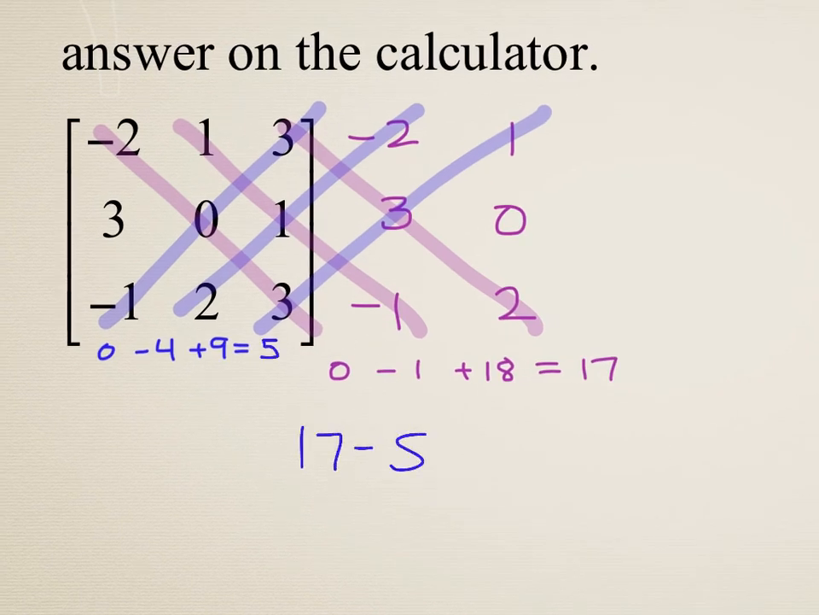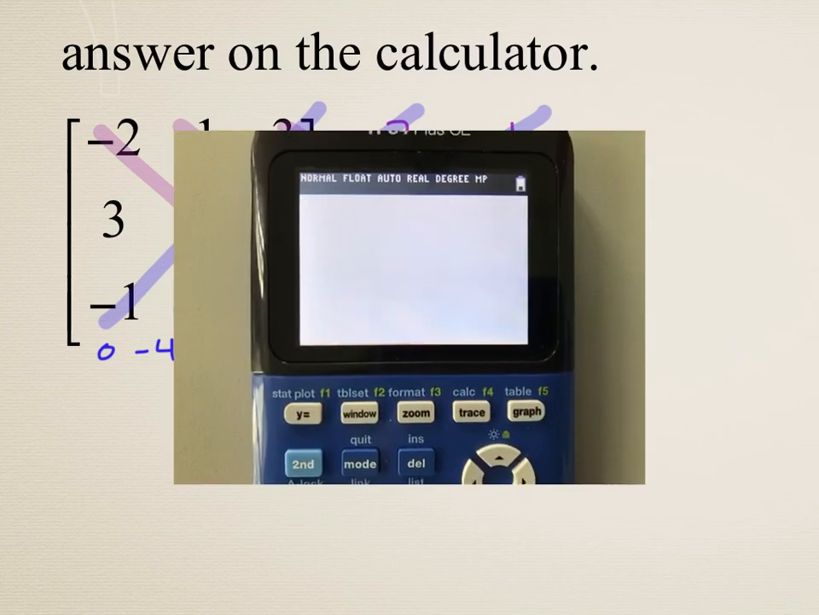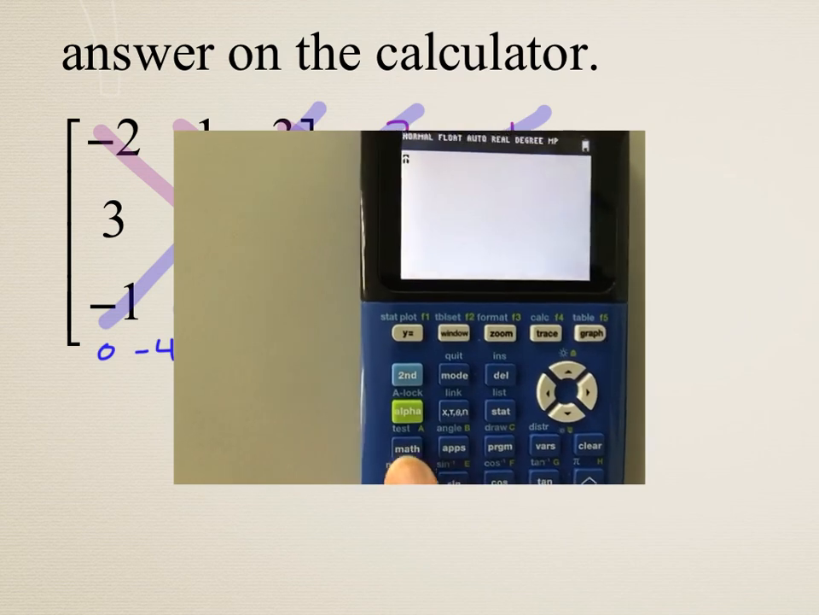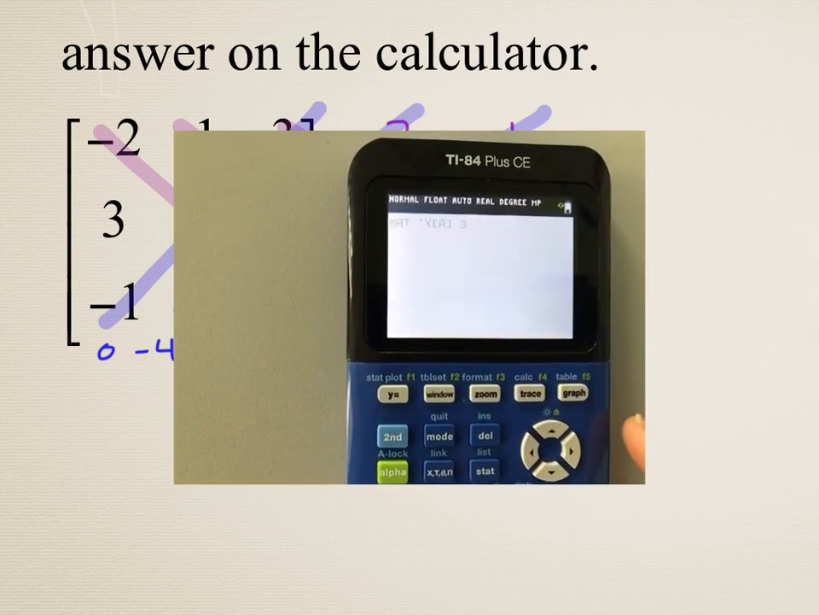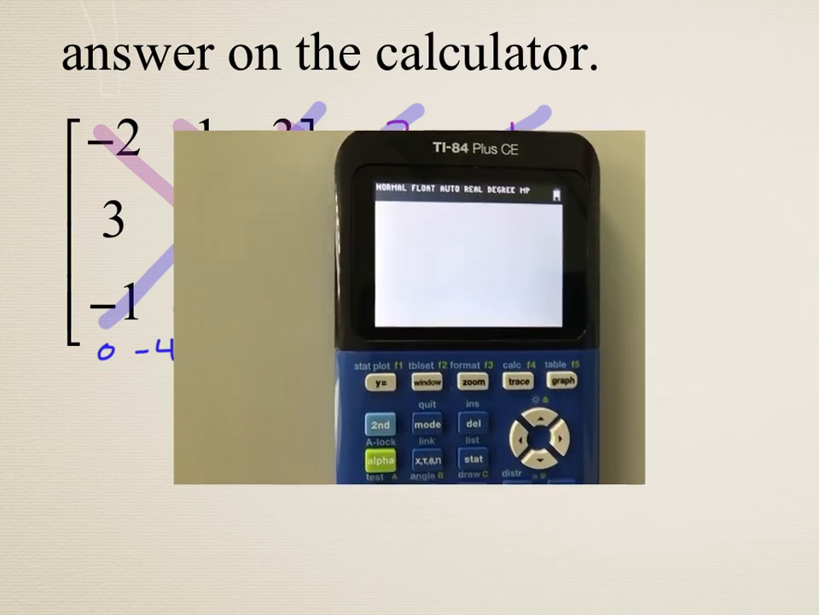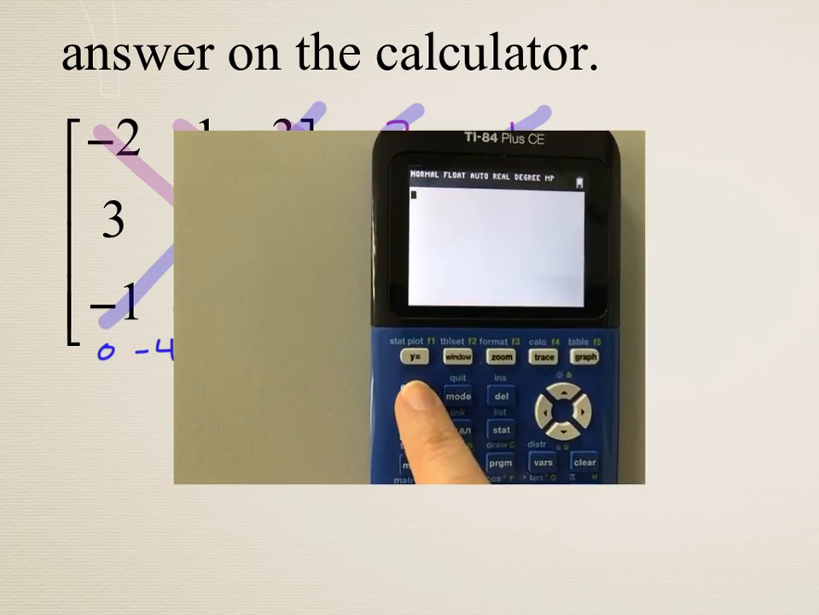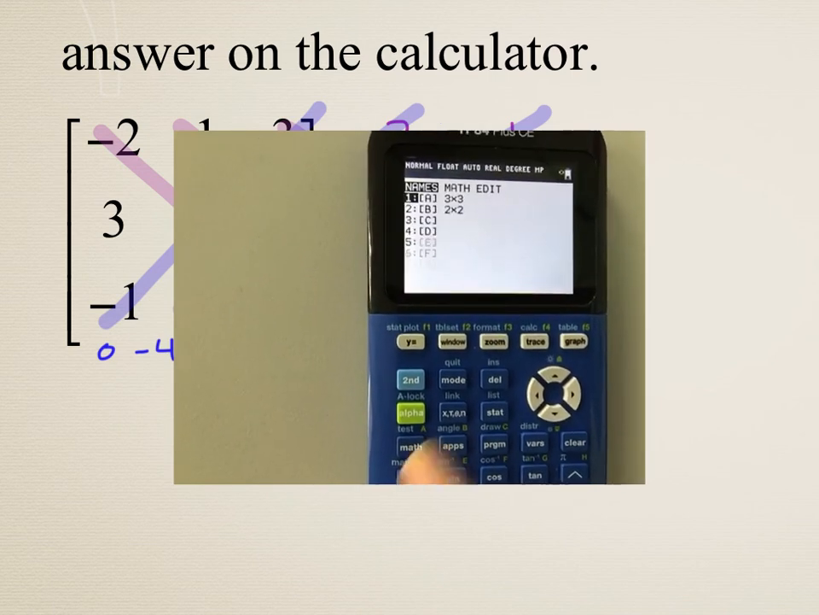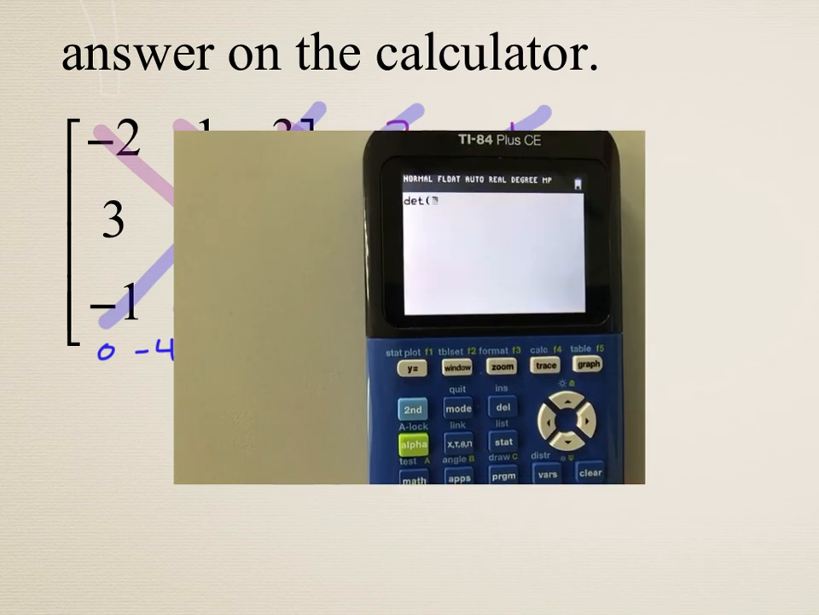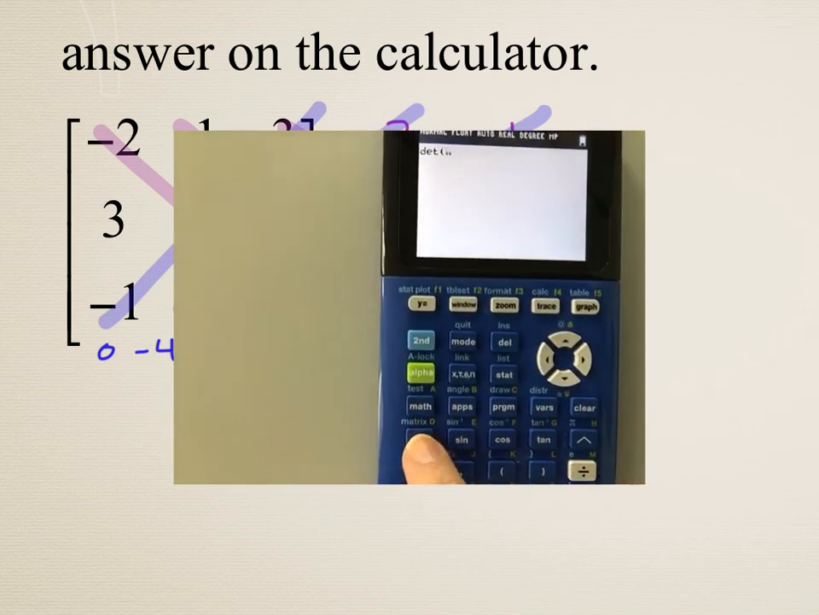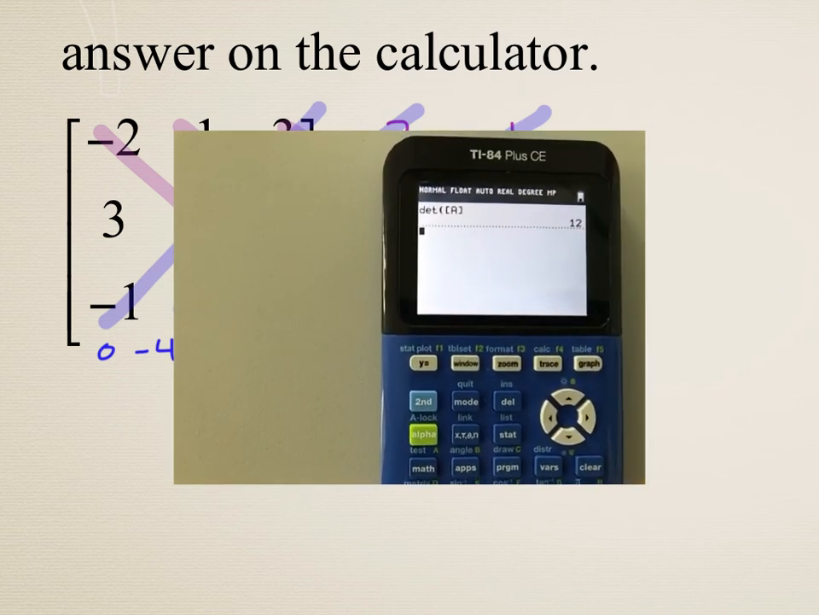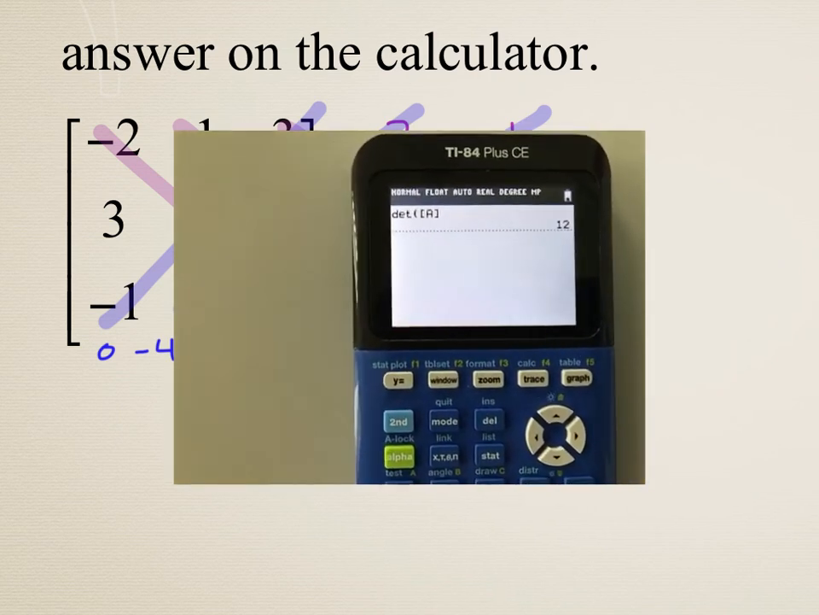So 17 minus 5 is 12. Okay, and then I'm going to show. All right, so once you've entered in your matrix, if I go to second matrix and I go over to edit, I've already entered this one in. Then I can get out of that menu by hitting second mode to get to quit. And then I would go back to the matrix menu, so second matrix, arrow over to math, and the DET is determinant. Bring back the name of the matrix by going second matrix, and it was A, hit enter, and there it gives you your determinant. It will do it for a 2 by 2 or a 3 by 3.